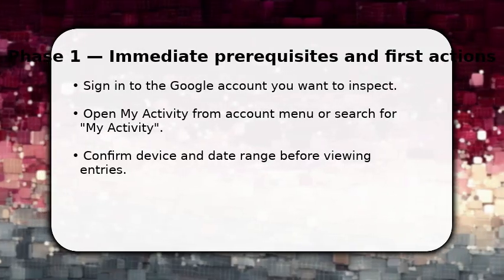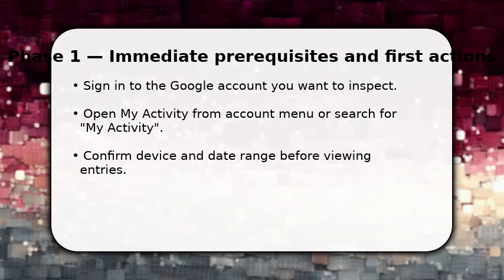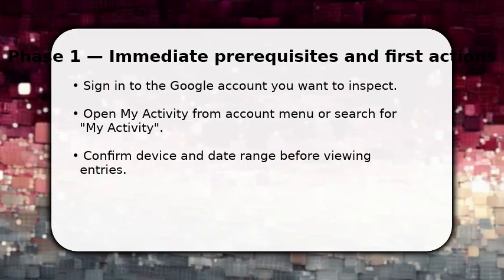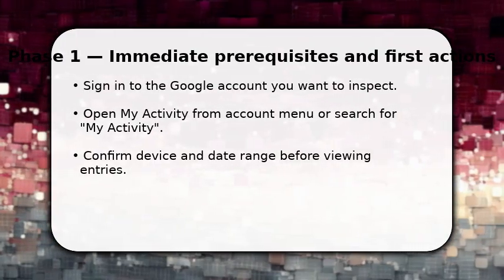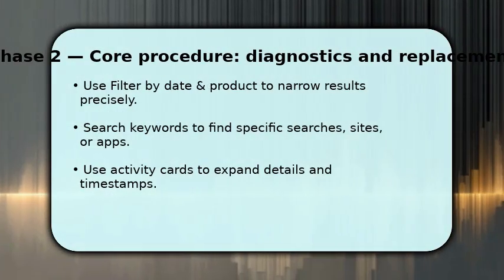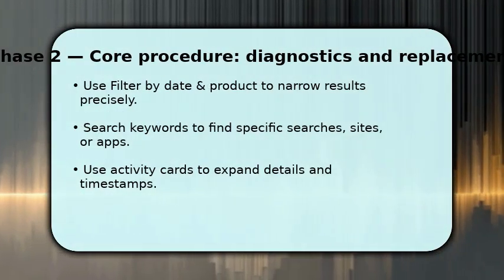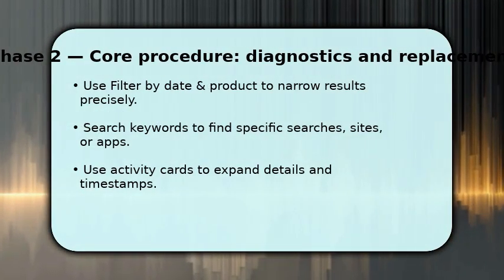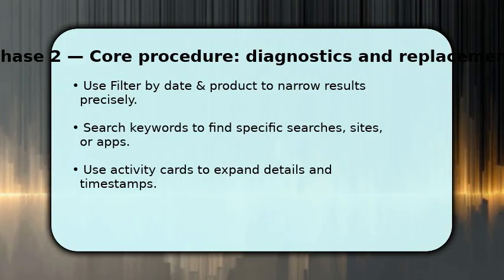This first step gives you the central timeline. It's the only unified place Google stores web and app activity in one searchable view. So proceed now. Once inside My Activity, filter aggressively. Use filter by date and product to isolate browser history, YouTube, or location entries.